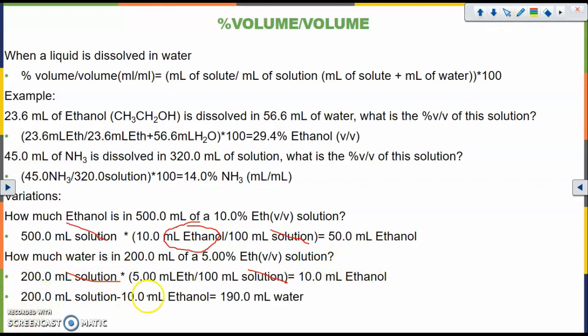So if we do the subtraction, out of the 200 mils of solution, 190 mils is actually water, and the remaining 10 mils is actually ethanol.